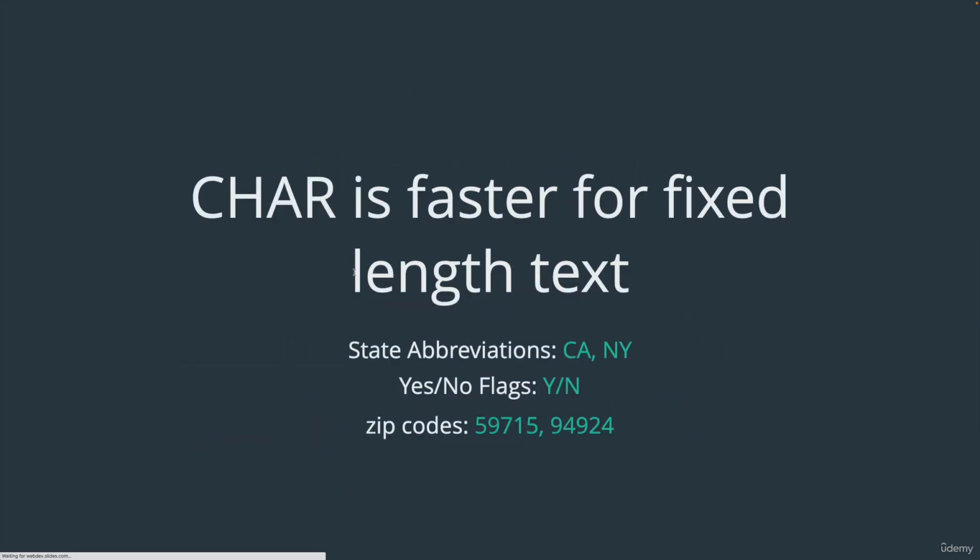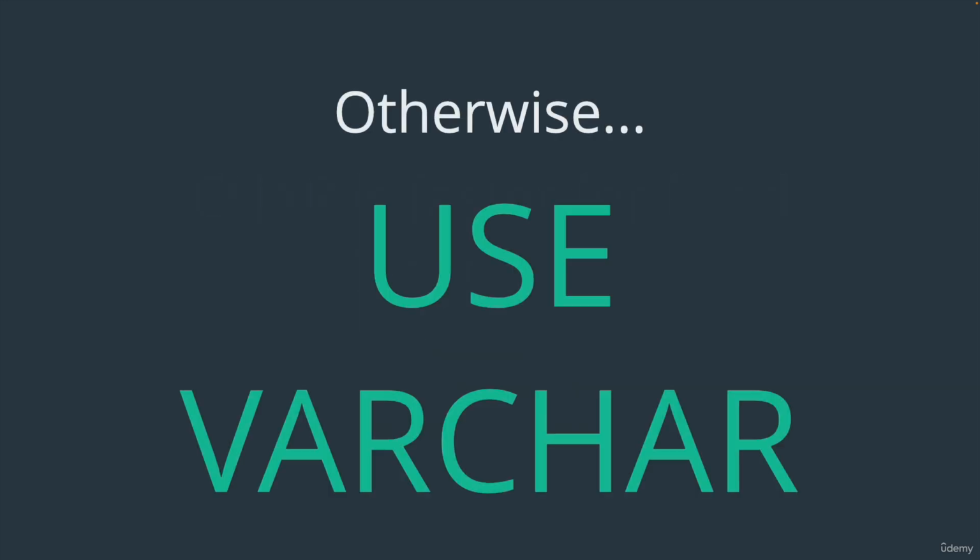So here's some examples of where we might want to use CHAR. Things like state abbreviations, yes or no flags, YN, zip codes, where it's always going to be 5 digits, at least in the US. Postcodes in the UK, they have letters, I believe, but I think they're always the same size. So something like that, where there is a fixed size for the piece of text you're working with, then it's better to use CHAR. If not, I stick with VARCHAR.